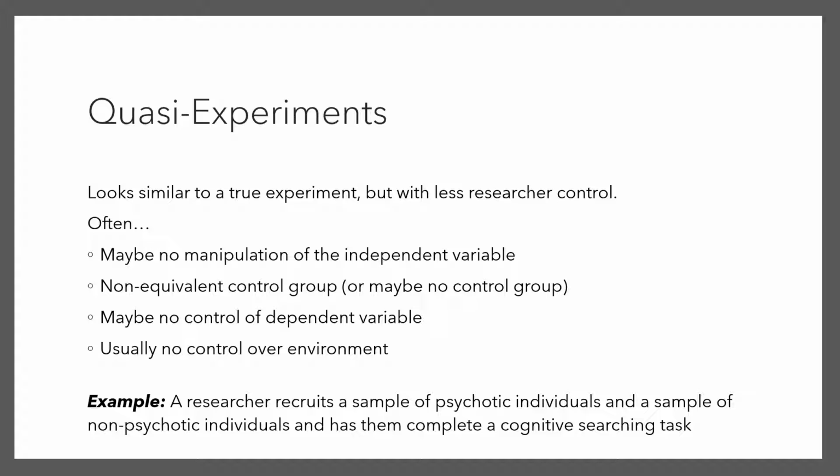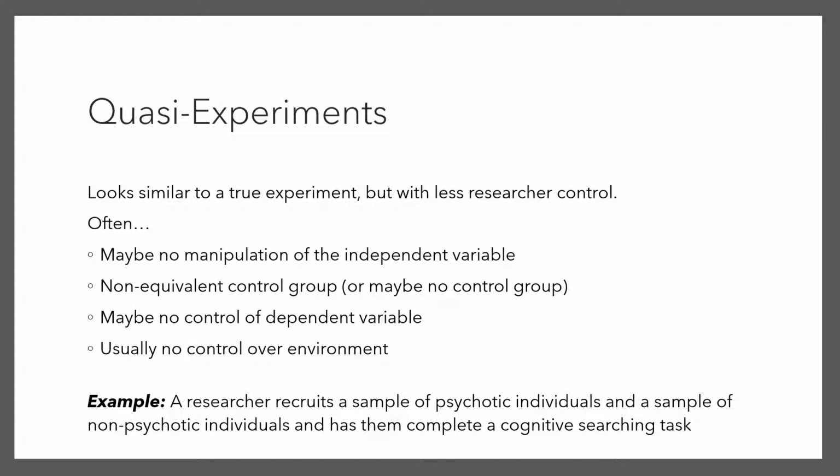To illustrate, it would be a quasi-experiment when a researcher recruits a sample of psychotic individuals and another sample of non-psychotic individuals and measures both groups' performance on a cognitive searching task. What are the differences between this situation and a true experiment? So for one, there was no random assignment, as one group has a diagnosis while one does not, and you can't just randomly assign participants to have a diagnosis of psychosis or not.